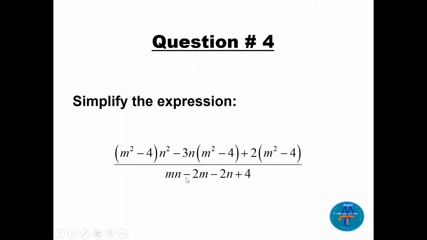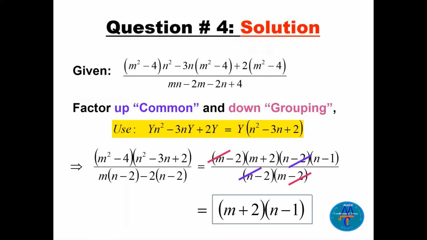Down we have 4 terms: mn, 2n, 2n, 4. So that means we have to use grouping. Go to algebra course lecture 12. Now, this is a common factor. Look at the numerator here. I put a very nice example in the yellow stuff here.